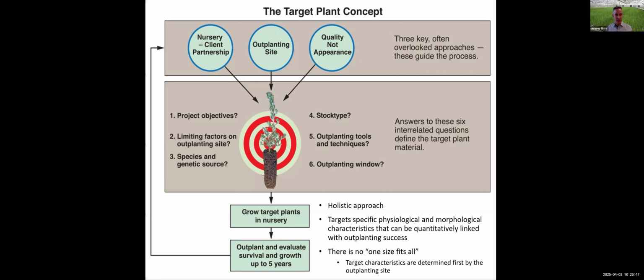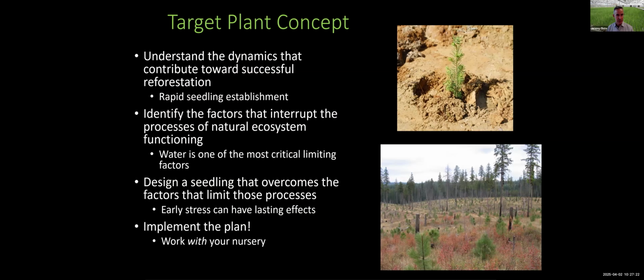Both of them have a lot of expertise in their individual areas, but unless you work together to leverage each other's strengths, it won't work out as well. The other thing I want to point out too is the outplanting site. Where these seedlings are going to end up dictates a lot of what your plant material is going to look like. And then we want to also make sure that high quality seedlings are actually going into those sites so that they can do the job they want to do. But the rest of the concept outlines a lot of questions that we can use to help formulate what a target plant is when we go through this iterative process. So it's just some key take-home things.